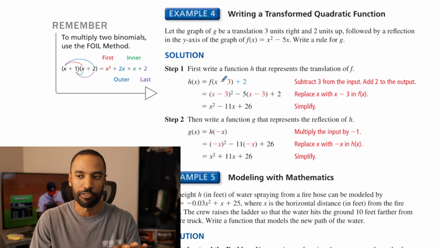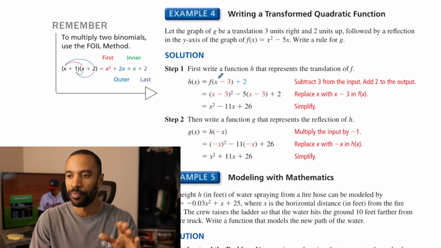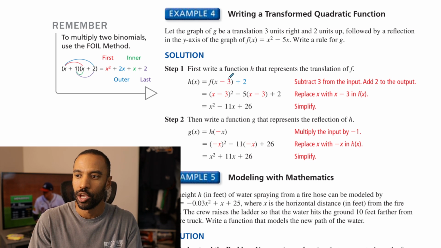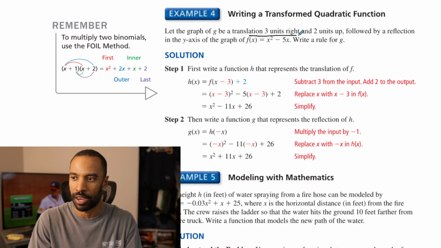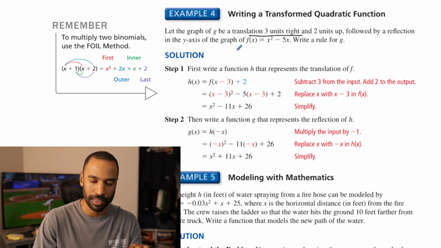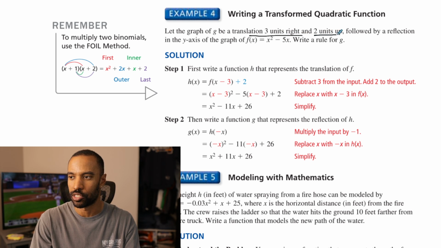Okay, I think I do prefer it with this one, and I like that they show it now. So h of x is this transformation of f of x. You take f of x, and within the function, we subtract 3. That's the 3 units right. Remember, opposite of inside the function. And then we add 2 units up outside the function.